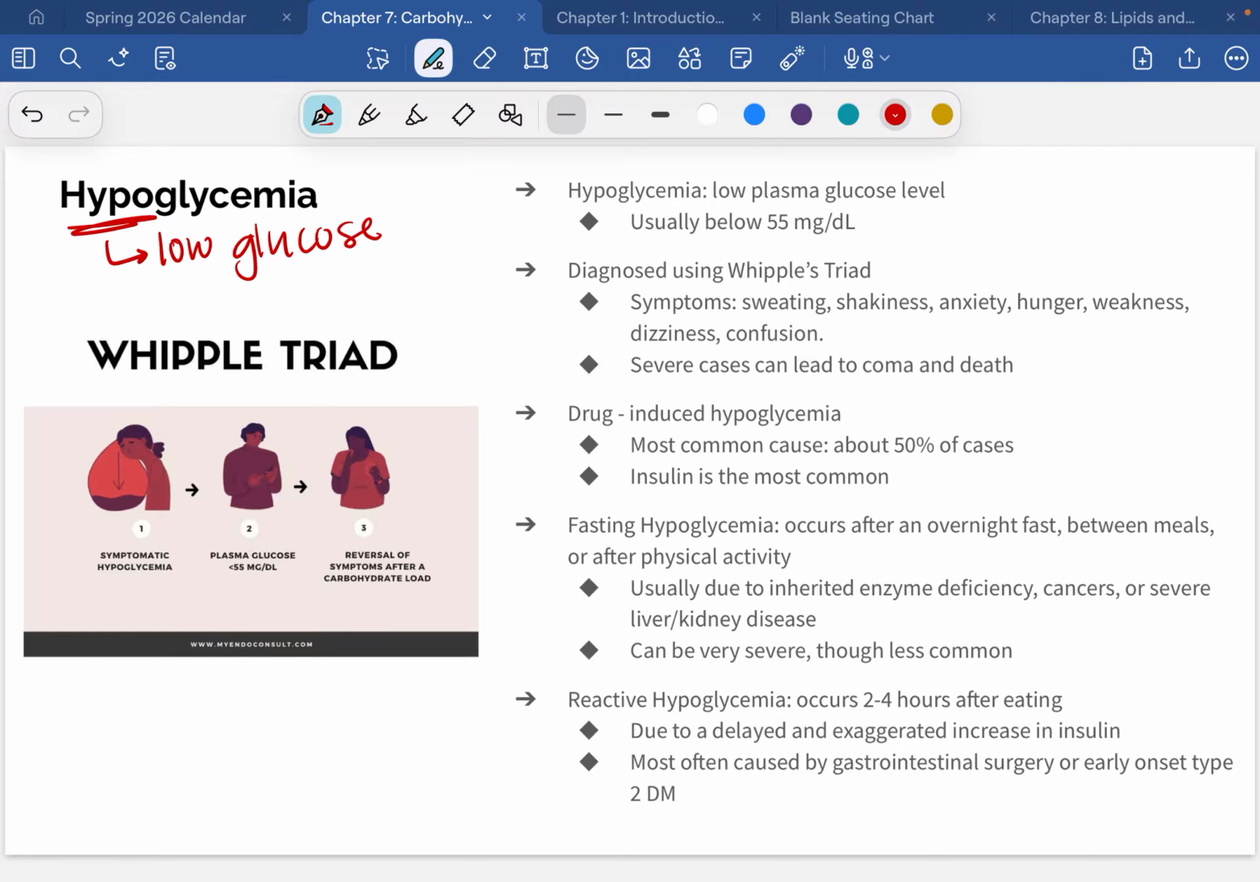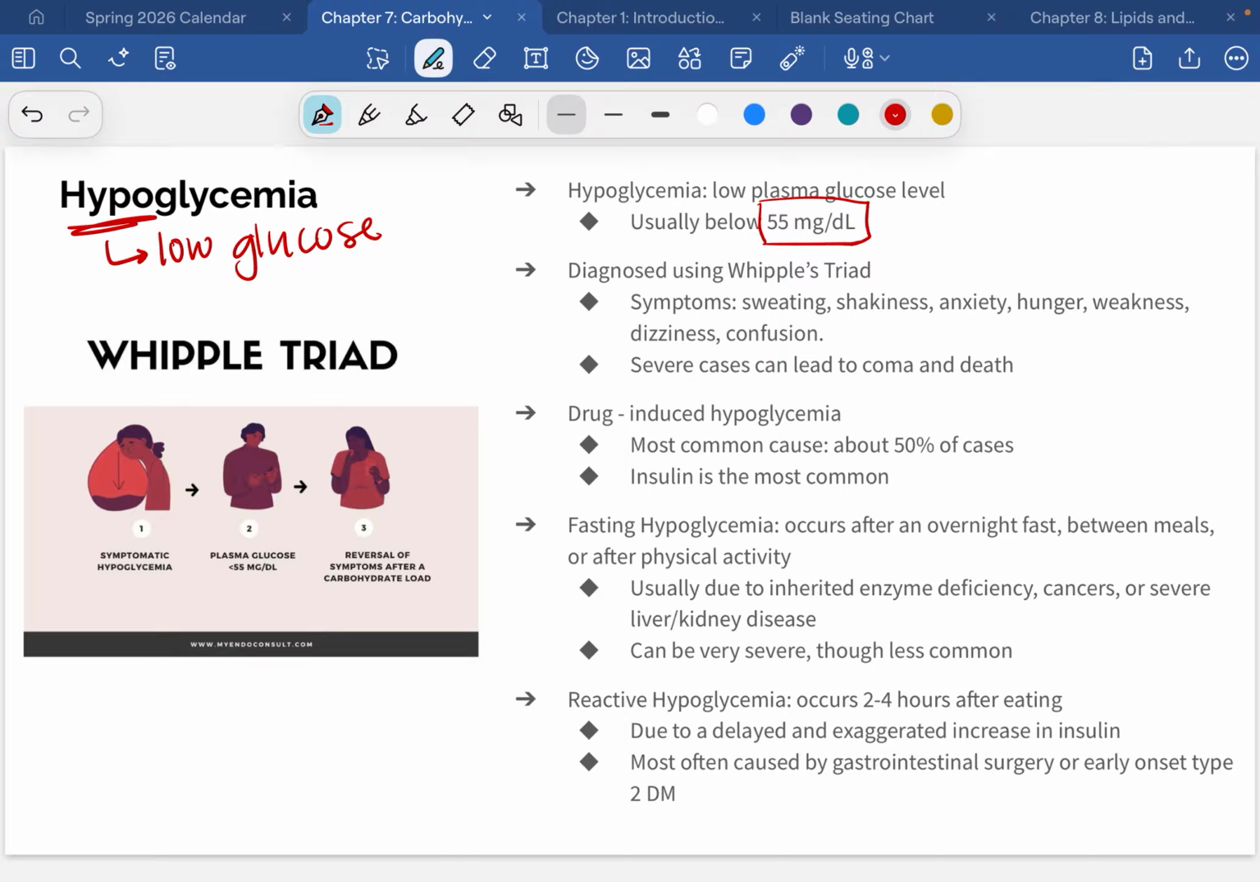And when I mean low, hypoglycemia is usually defined as below 55 milligrams per deciliter. So not quite, we typically consider normal between 70 and 100, but hypoglycemia doesn't typically start till below 55. And hypoglycemia is actually diagnosed using something called Whipple's triad, which is a series of 3 criteria that have to be met in order for a person to be diagnosed with hypoglycemia.